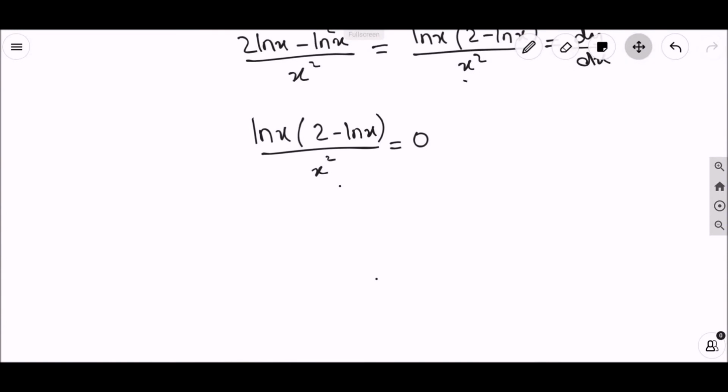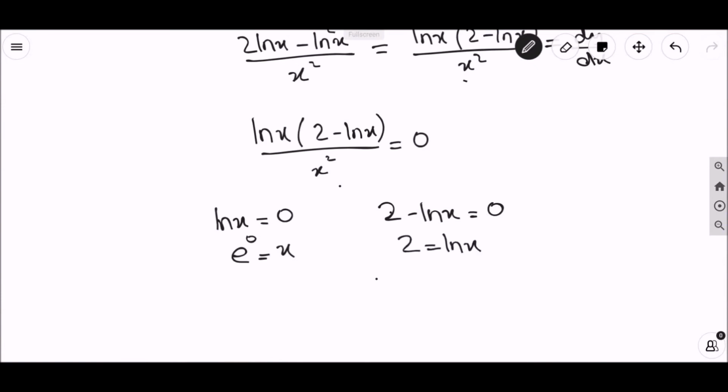Now to find the x values, we are going to equate ln x to 0 and 2 minus ln x to 0. So for ln x equal to 0, we are going to use the log rule. So e to the 0 is equal to x. Here 2 is equal to ln x, we bring the ln x to the other side, it will become plus. So e squared is equal to x. You need to know the log rules here. We know that e to the 0 is equal to 1. You can put it in the calculator and see. So x will be 1.